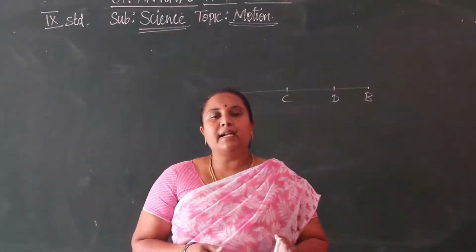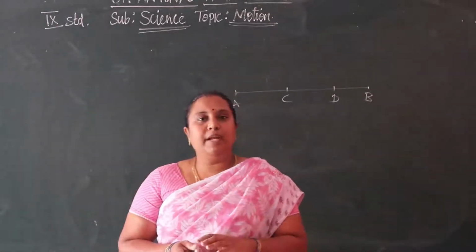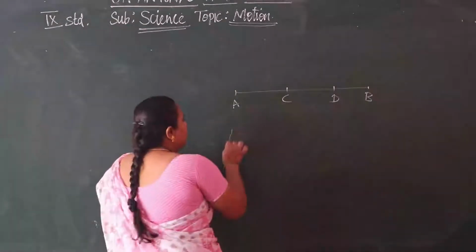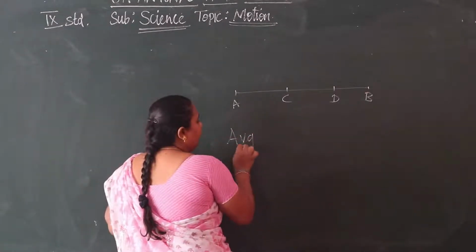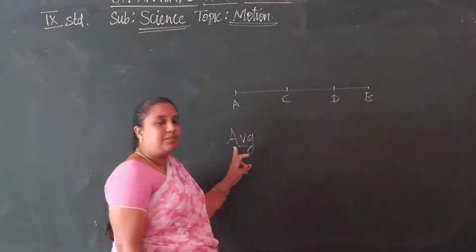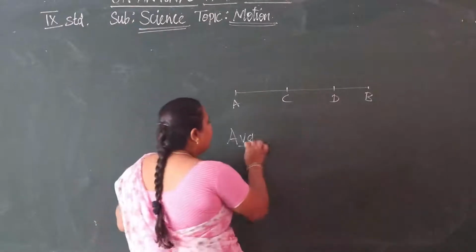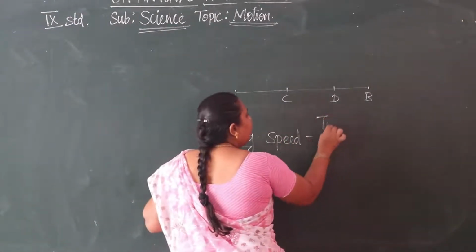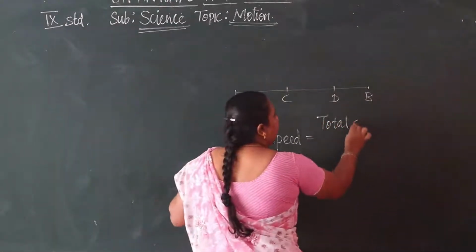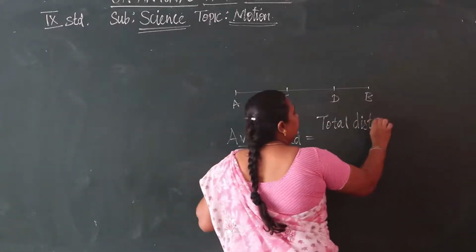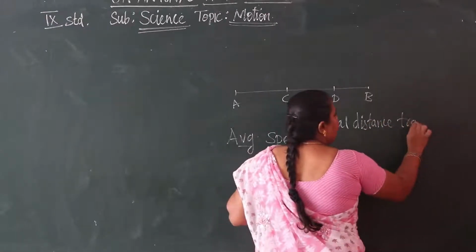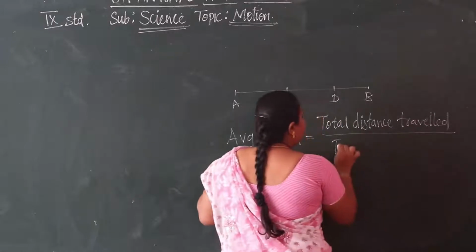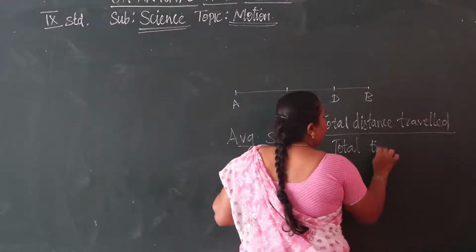Here we can take the average speed of the body. We can write it as average speed, AVG. Average speed equals total distance traveled divided by total time taken.